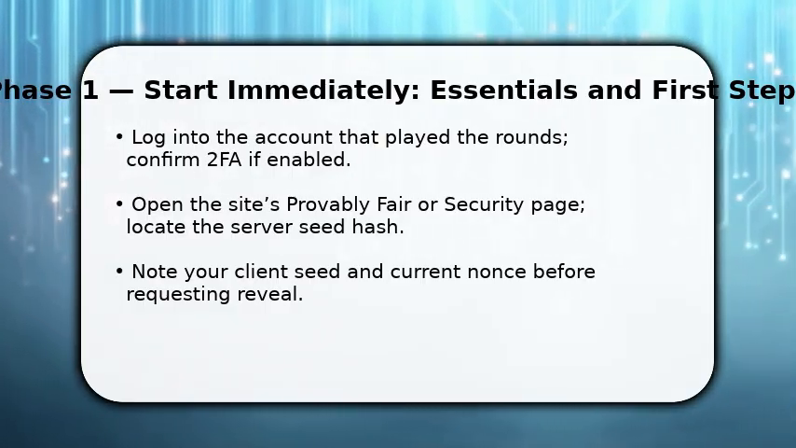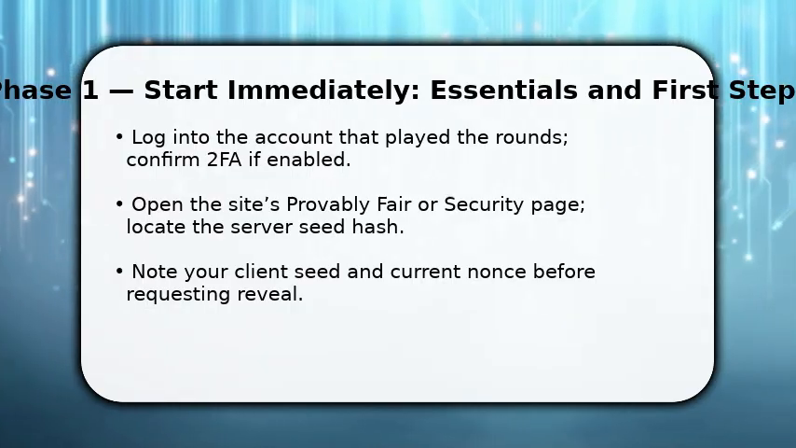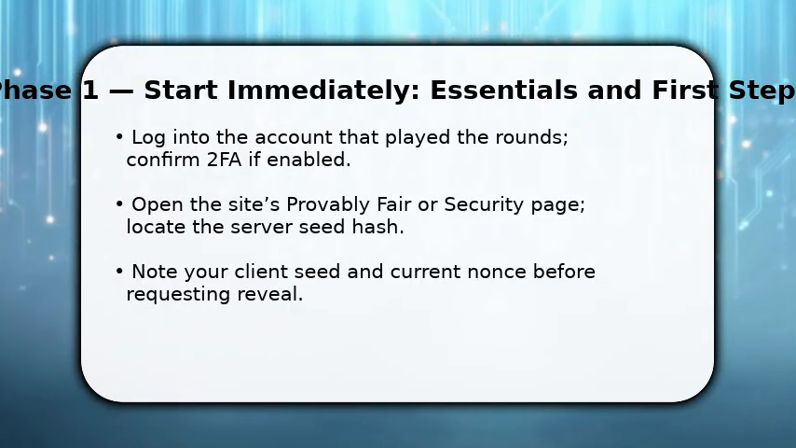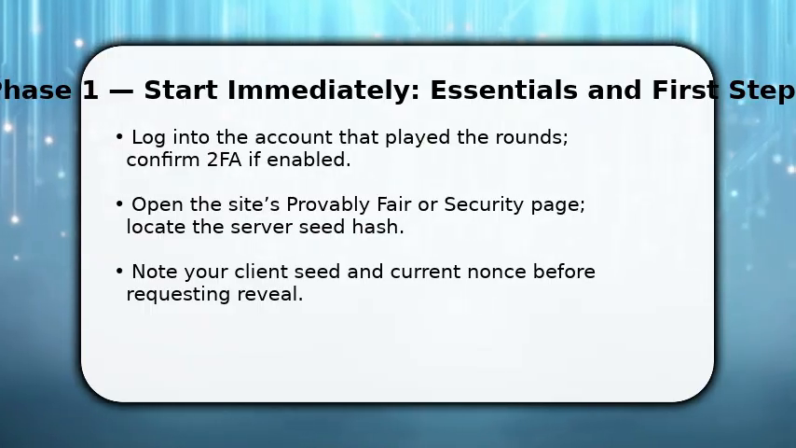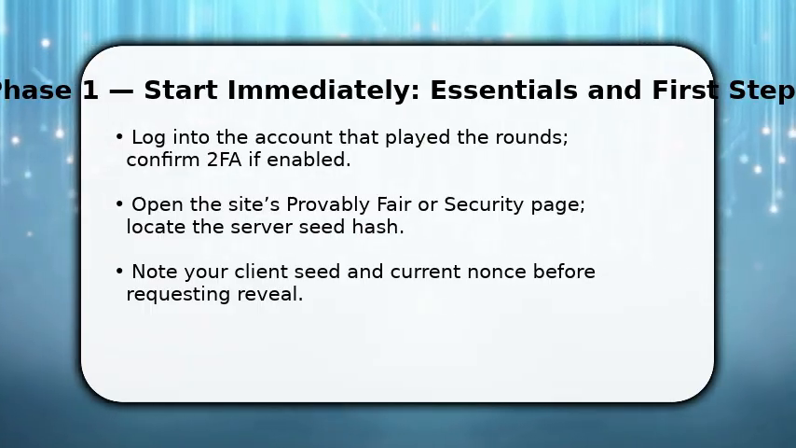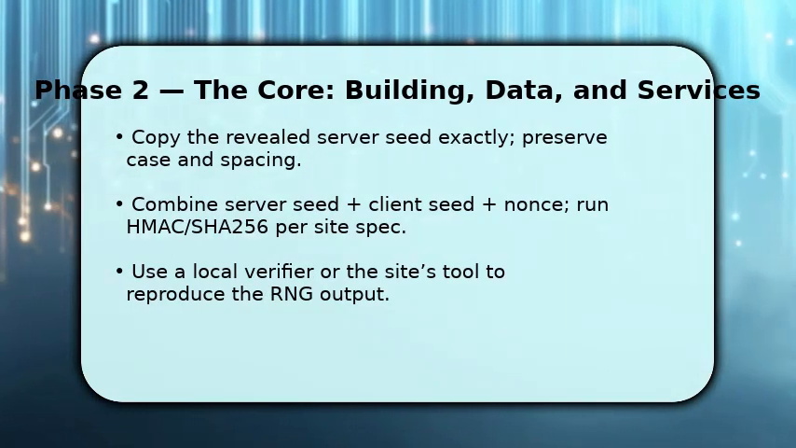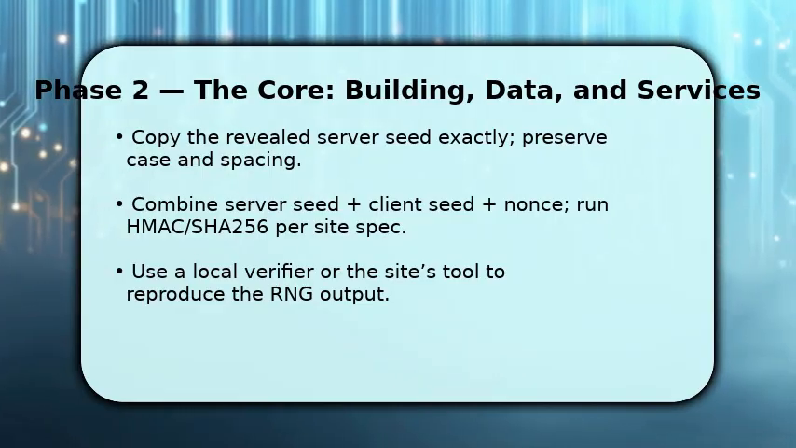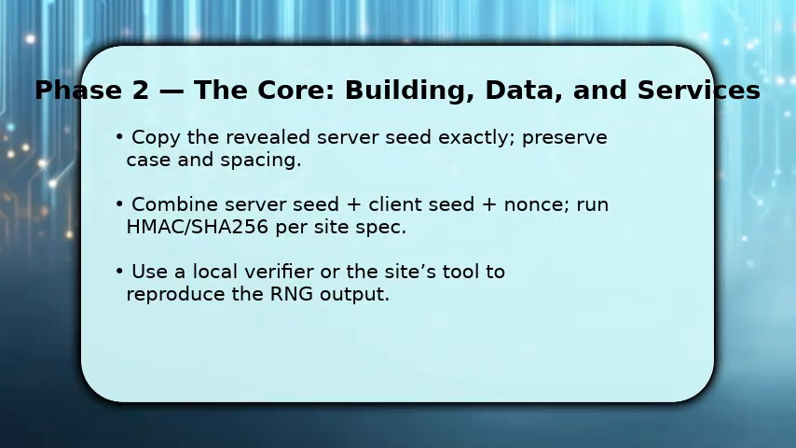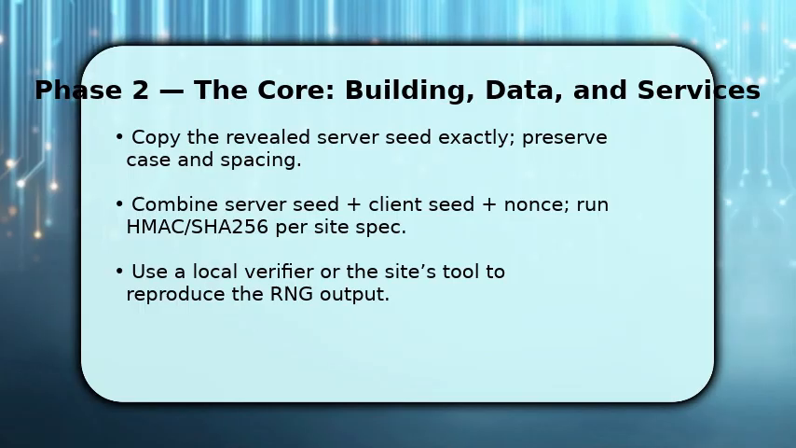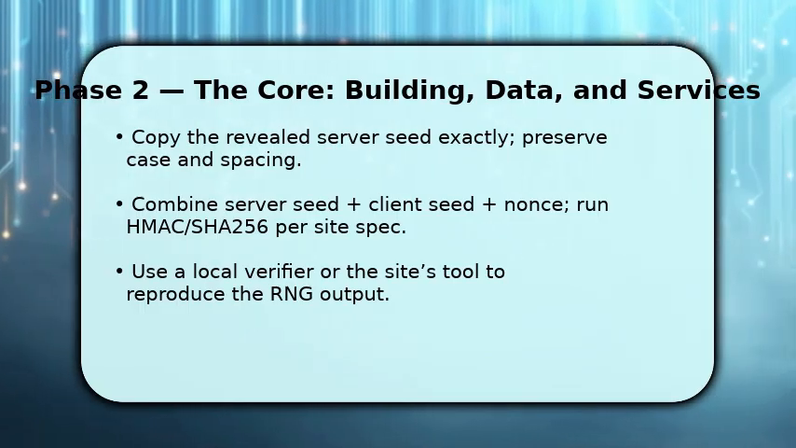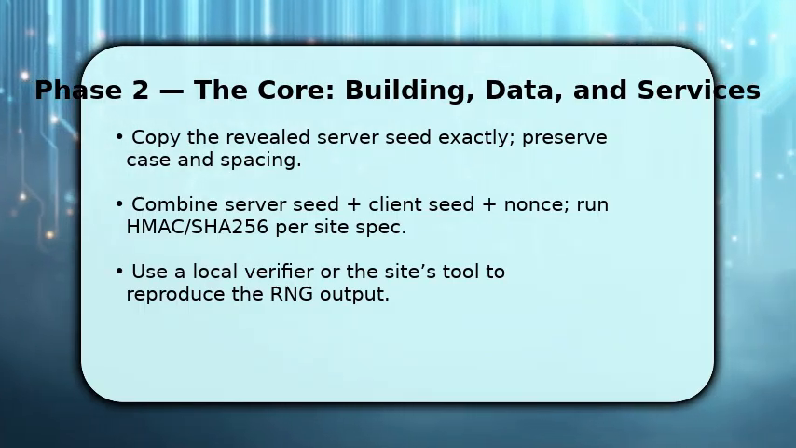Do this immediately after the session ends, so the site will disclose the original pre-image. You're doing this to independently reproduce outcomes and confirm fairness. Once the site reveals the full server seed, copy it precisely and keep a local copy. Small differences break verification. Next, combine that server seed with your client seed and the specific nonce for each round.